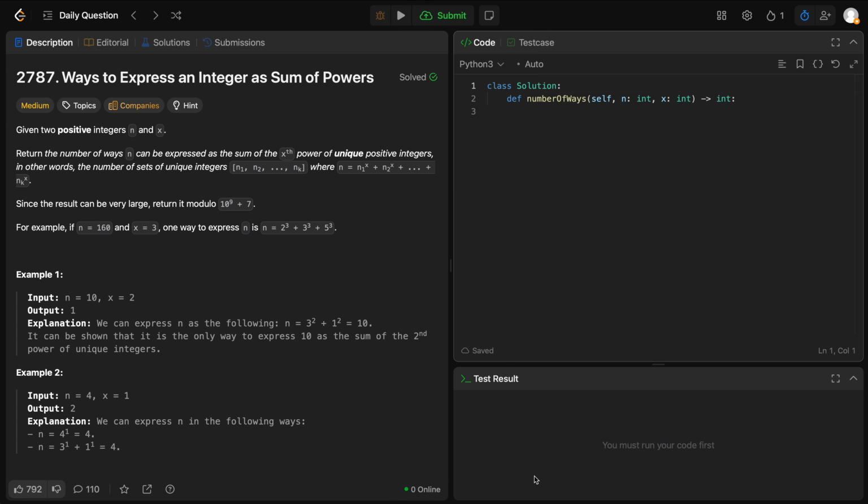Given two positive integers n and x, return the number of ways n can be expressed as the sum of the x power of unique positive integers. In other words, the number of sets of unique integers where their exponential sum is equal to, I guess, n, yeah.